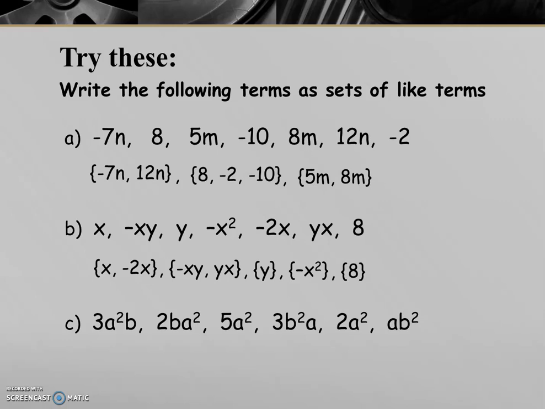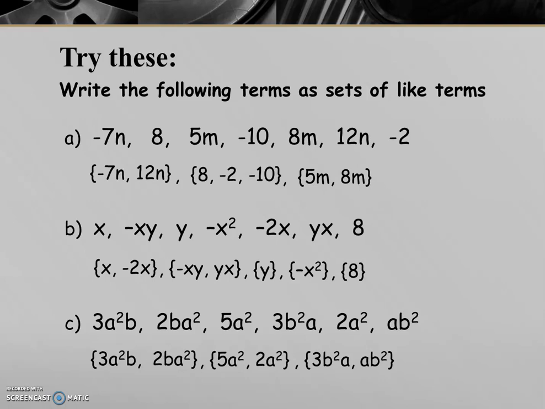Now be careful in question C because there is an exponent in there, and you have to match the exponent with the proper letter. For example, 3a squared b, the square is on the a, and the b has no exponent, or it's understood to be a 1. So that's going to match with the 2ba squared. The squared is on the a. The next pair I look at has the a squared term, but it doesn't actually have a b, so it's got to be its own group. And the two left over have the b squared, the squared on the b, and the a single. That's called writing them as sets of like terms.